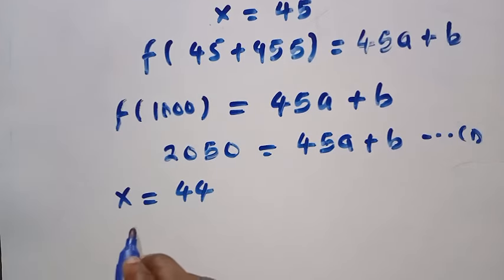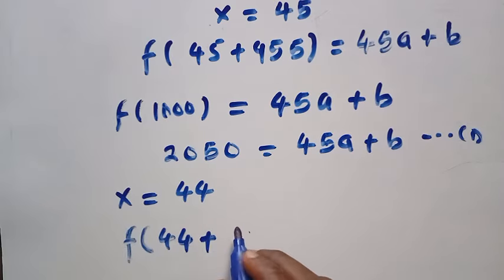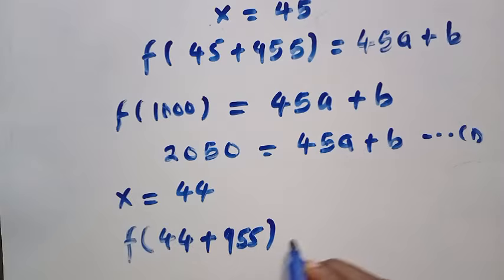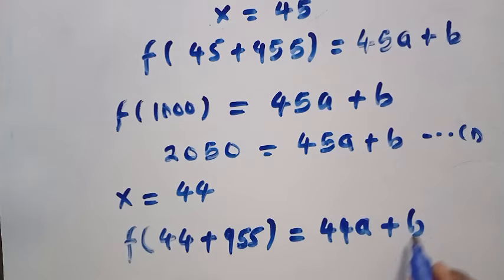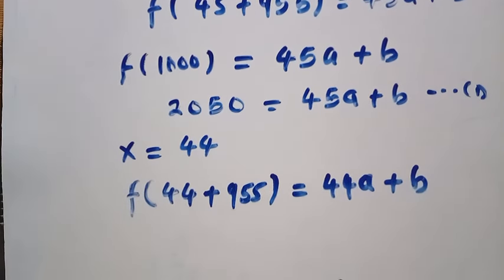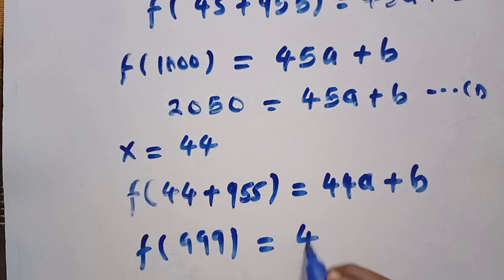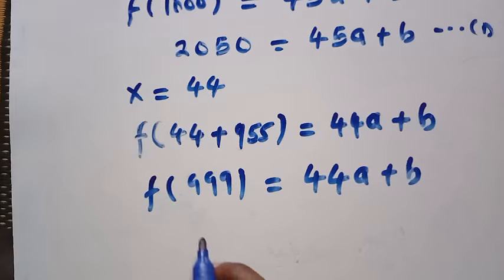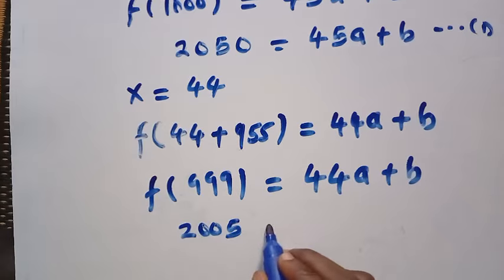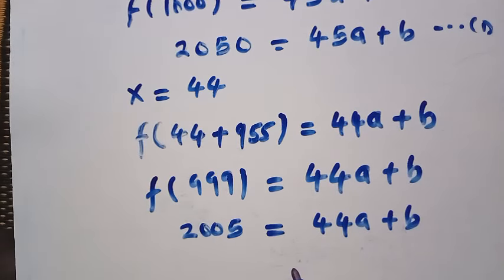Then, substituting this into the function as well, we have f of 44 plus 955 equals 44a plus b. Next we have f of 999 equals 44a plus b. And f of 999 gives us 2005 equals 44a plus b. I'm solving this step by step.